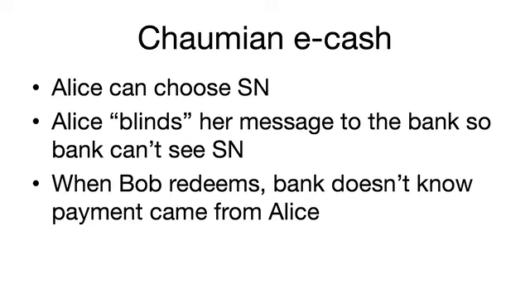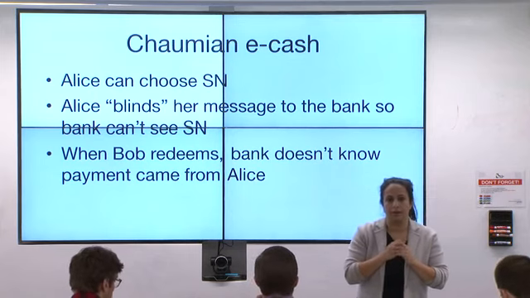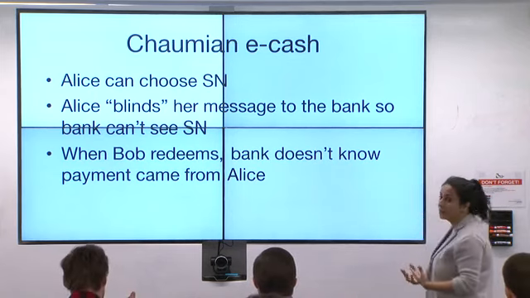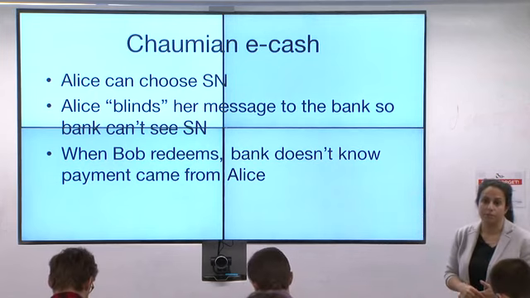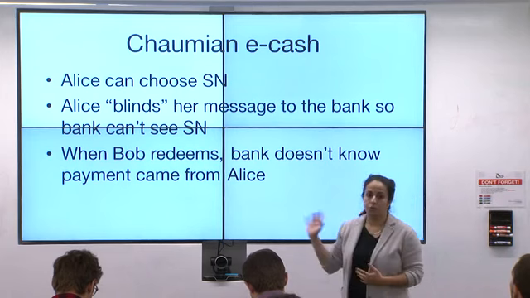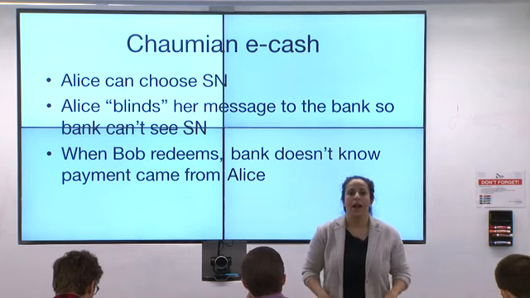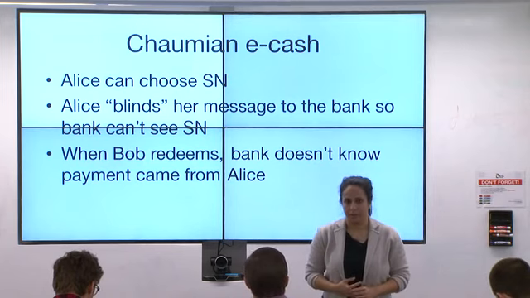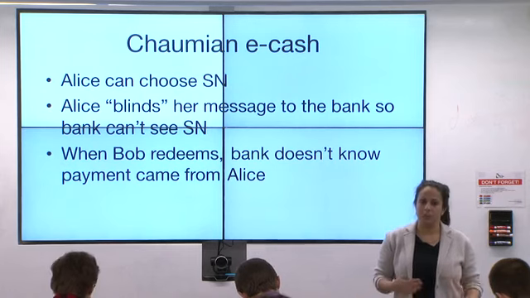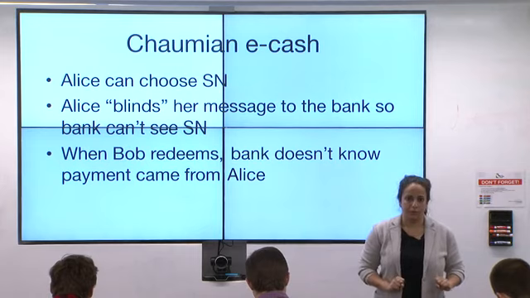There's this notion of something called Chaumian eCash. David Chaum is a cryptographer, and he developed this system which has slightly nicer properties than previous forms of eCash. So the idea here, that's really key, is instead of the bank choosing the secret number, Alice chooses the secret number. And we have ways of generating random numbers that we can be fairly sure are unique. So we can let everybody generate their own random numbers.